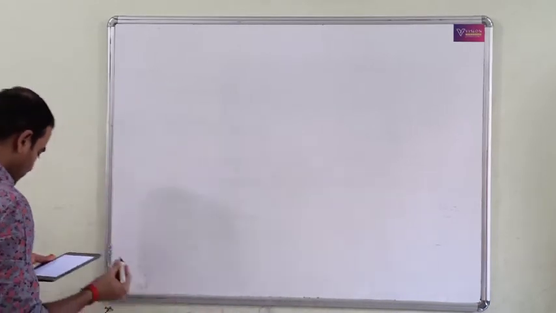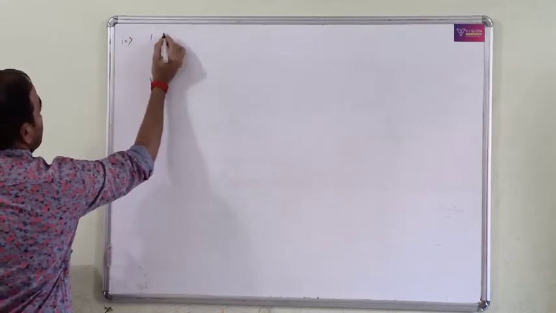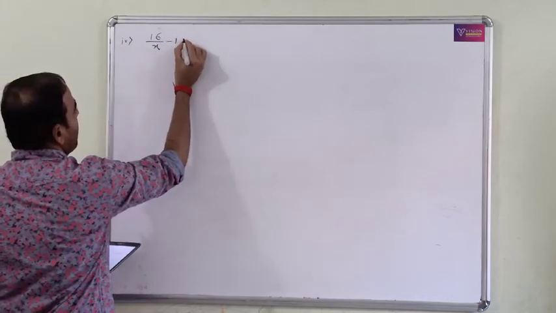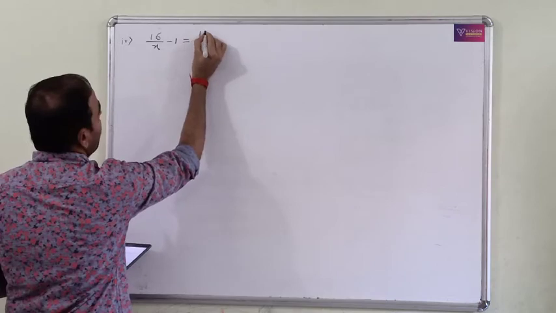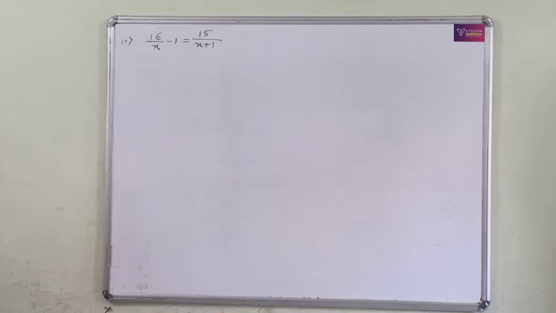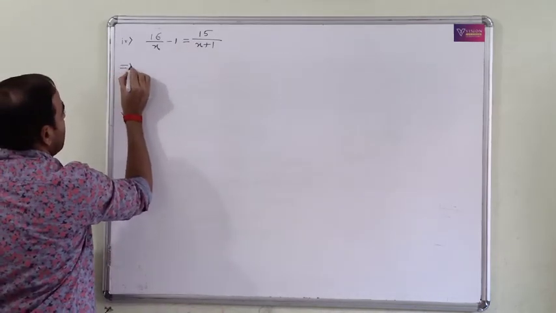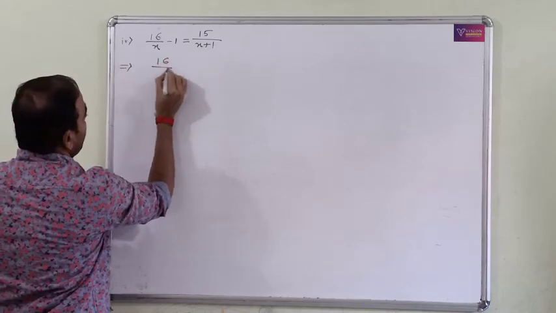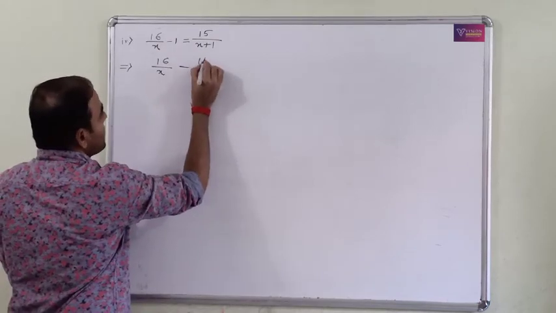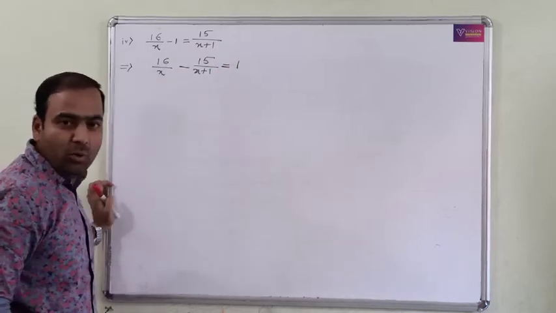16 upon x, it means x is not equal to 0. 16 upon x minus 1 is equal to 15 upon x plus 1. Okay, let us solve this. x is not equal to minus 1 and x is not equal to 0. So you get 16 upon x. You convert this to the left side, so plus is converted to minus 15 upon x plus 1, and minus 1 converts into plus 1.